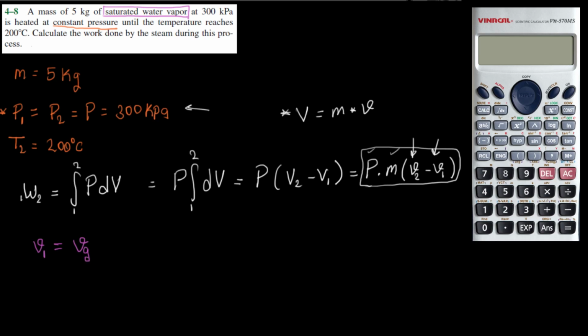When the water is in the saturated water vapor region, the x or the quality is equal to 1, okay? So the specific volume 1 is equal to the specific volume Vg, okay? So now we have to go to the tables at the saturated region, find where we have 300 kilopascals and find our Vg. Okay, so let's now switch to the tables.